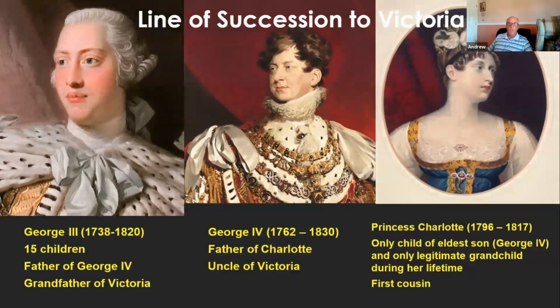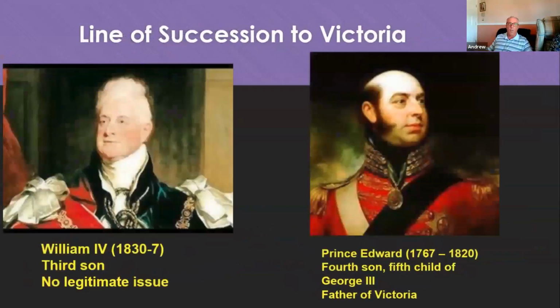Okay, so when George IV dies, we get William IV, who is going to be the third son of George III, and he doesn't have any legitimate issue. He actually is in a long-term relationship with an Irish actress, and he fathers certainly somewhere in the region of around 10 illegitimate children. But of course, under the rules of the British monarchy, none of those children can be counted in the line of succession.